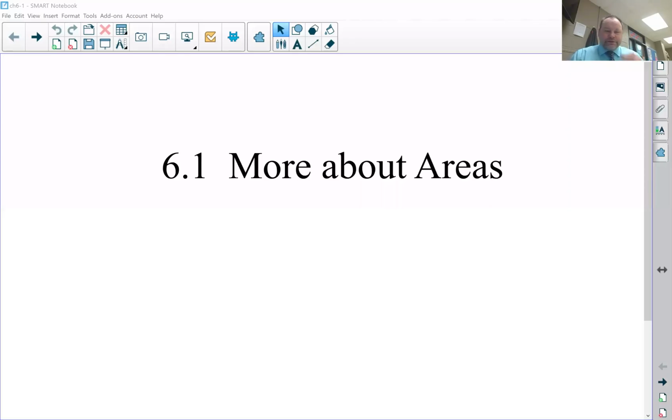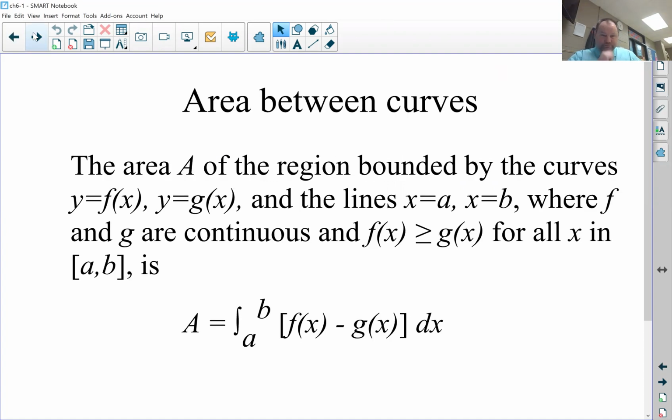All right. So to this point, we've talked about how the integral, one definition is the area between a graph and the x-axis. So we're going to expand our definition a little bit, and we're going to talk about the area between two curves.